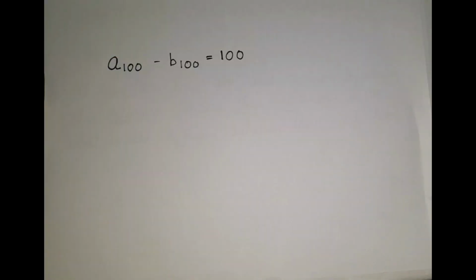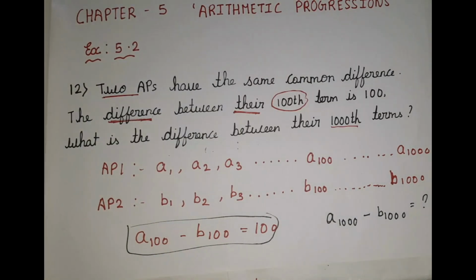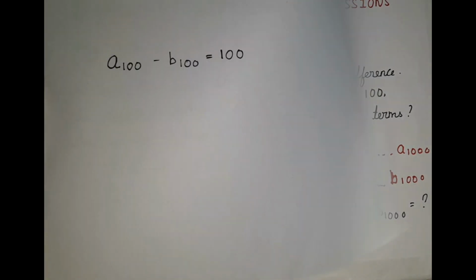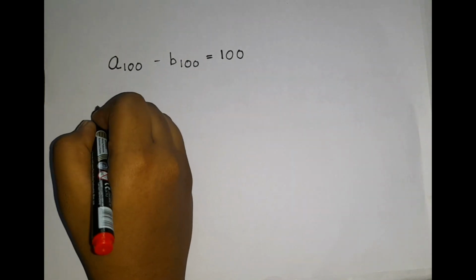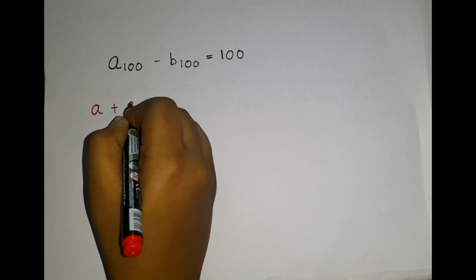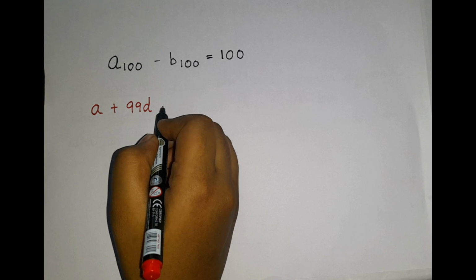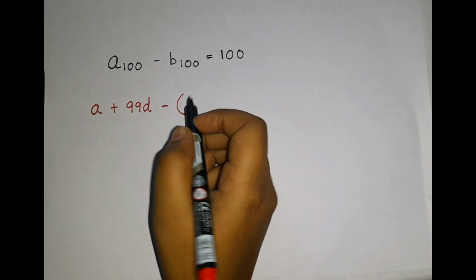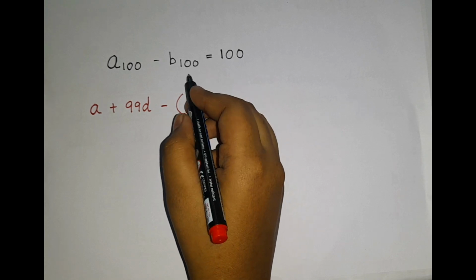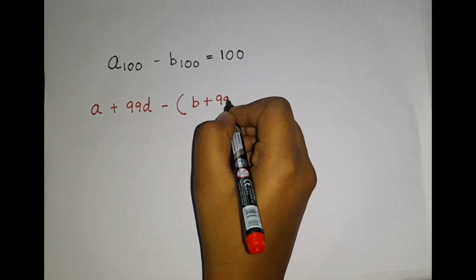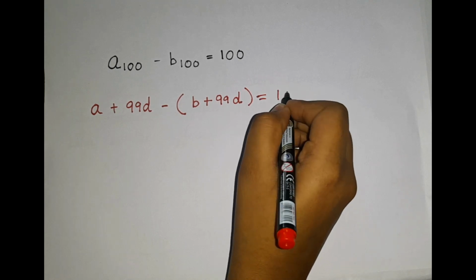I just wrote this one as it is. So A100 minus B100 is equal to 100. A100, how can I write? It means A plus 99D. I can write it like this, and then minus as it is and bracket. Here we have B100. B100 means B plus, what is the previous number of 100? It is 99D. So 99D, close the bracket, is equal to 100.